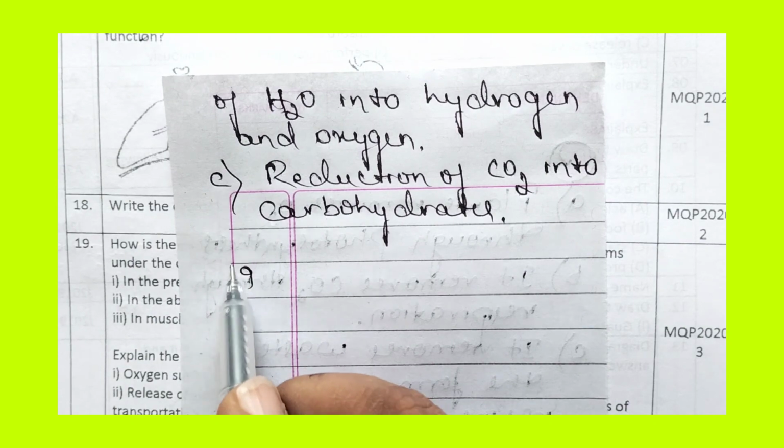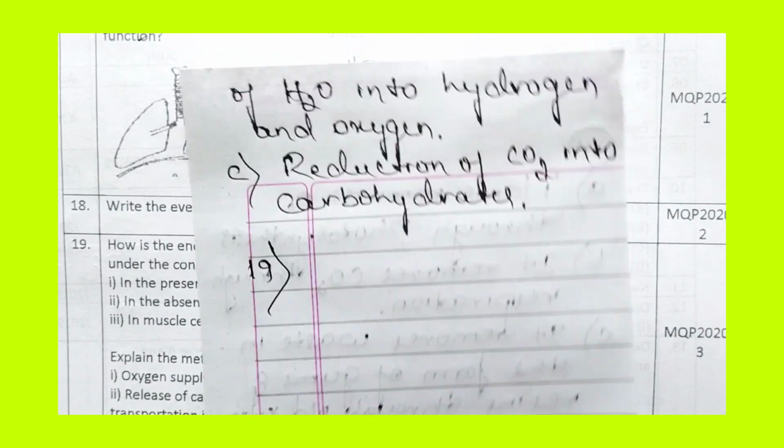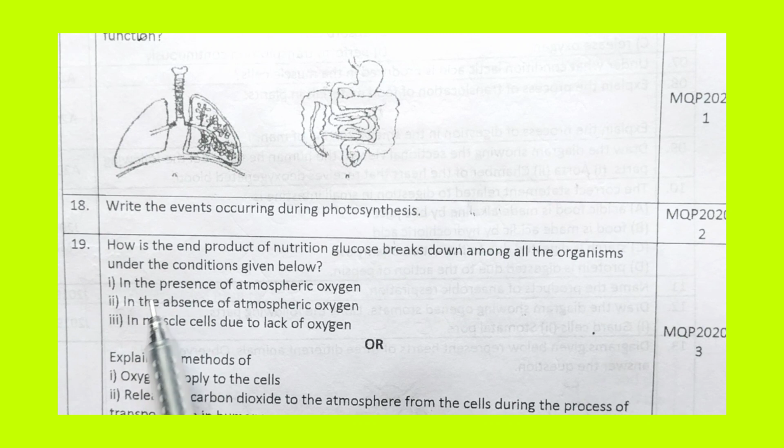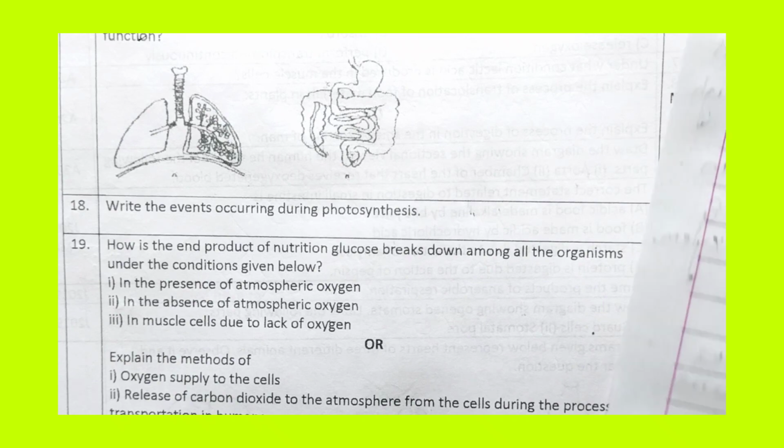Now let us move for 19th question. So the 19th question is, how is the end product of nutrition, that is glucose, broken down among all the organisms under the conditions given below. So now let us answer one by one. So that is how the glucose breaks down in presence of atmospheric oxygen.